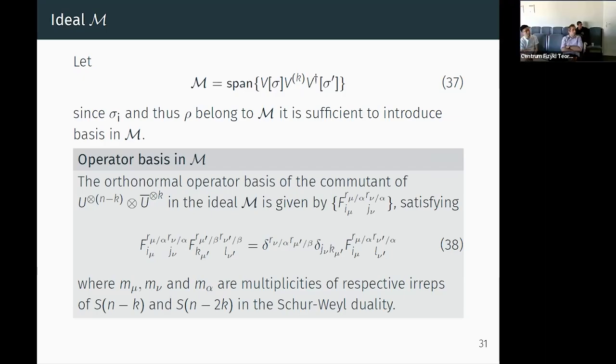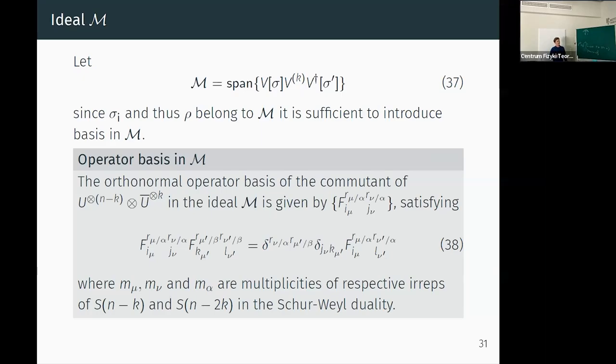And to be honest, this one is the easiest one to work with, and it's basically the only one where we were able to introduce an orthonormal operator basis. This orthonormal operator basis, which clearly fulfills such a multiplication relation, you can see is crazily indexed, with four different indices, which are related to irreducible representations of S_{n-k} and S_{n-2k}, and are connected.